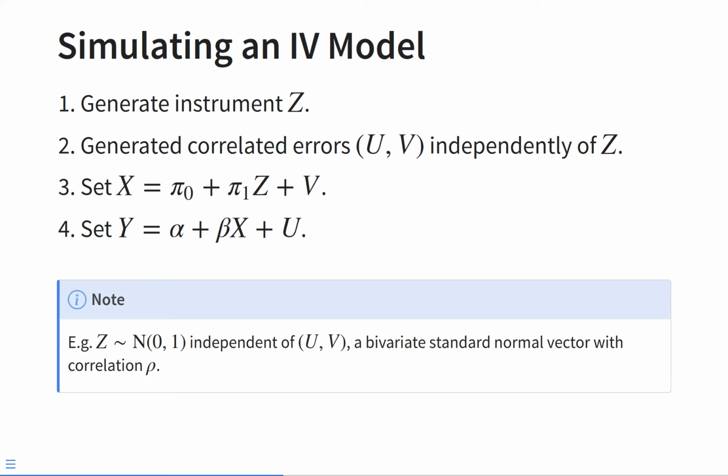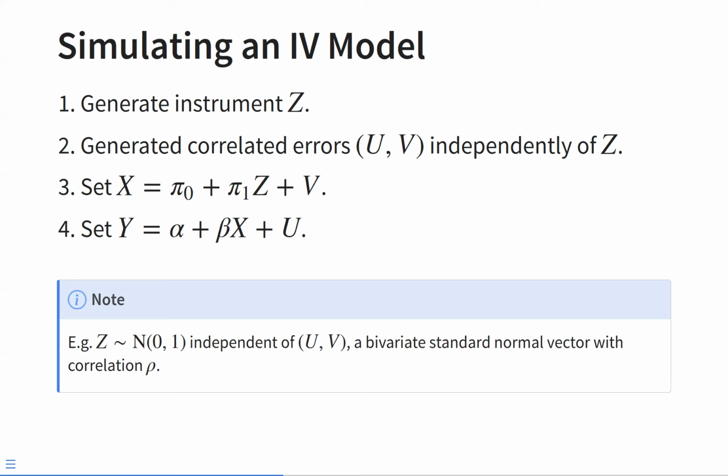We're able to just create some linear regression equations and use them to generate x and y. So we will set our coefficients pi naught and pi 1. And we'll set our causal model coefficients alpha and beta. And then we can just generate x first. So x will be pi naught plus pi 1 z plus v. And then y will be alpha plus beta x plus u. So of course we've got to generate x first because we need to then use x to generate y.